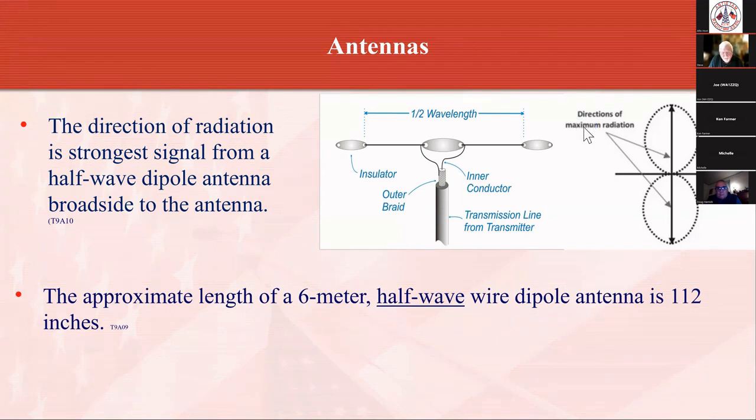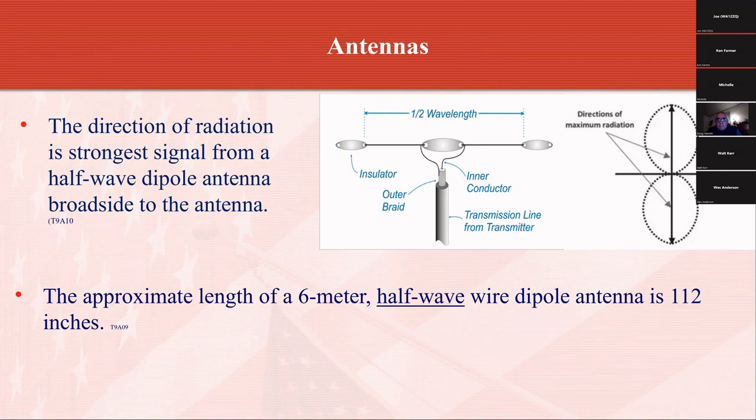Now, there are formulas for antennas, but a 6-meter antenna, you can just memorize this number, is 112 inches. But just think for a second, if a wavelength is 6 meters, then a half wavelength is 3 meters. And that's about 120 inches. And the multiple choice test that asks this question would have several choices, but only one of them would be close to 100, or would be close to 120.